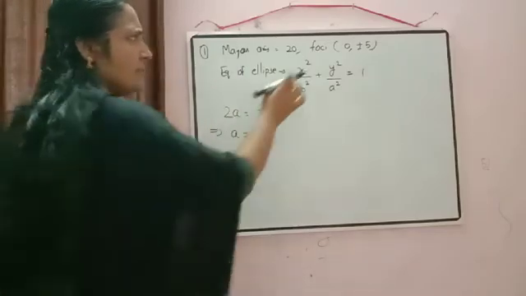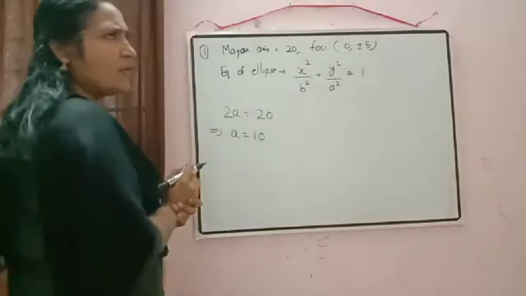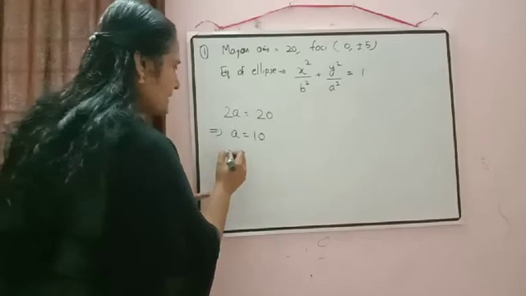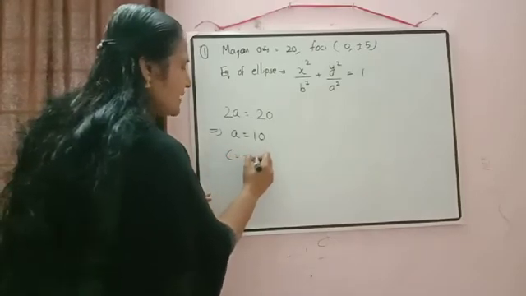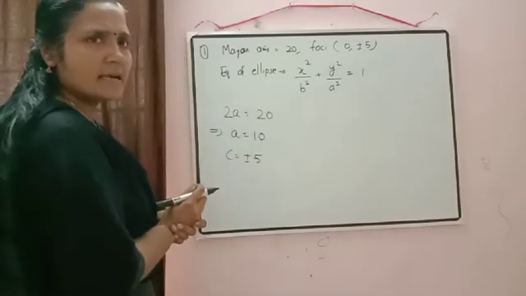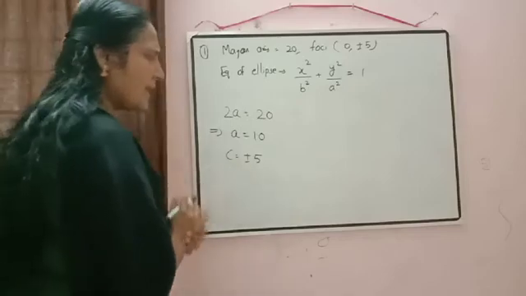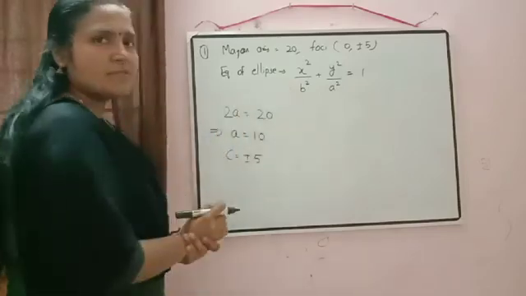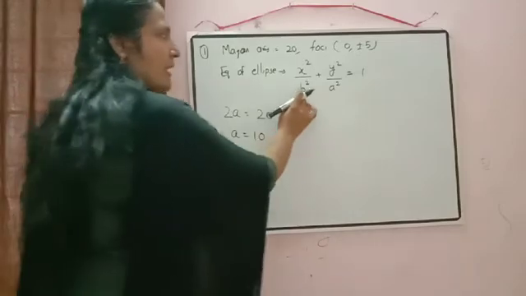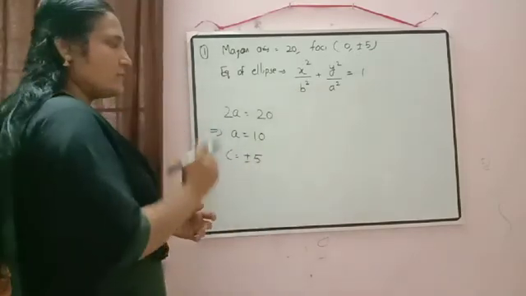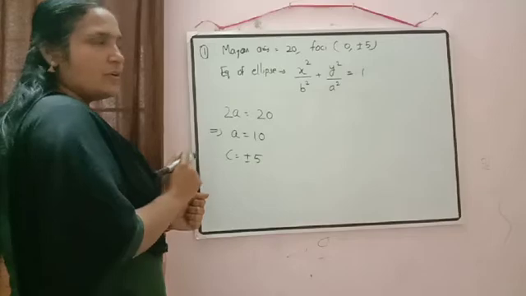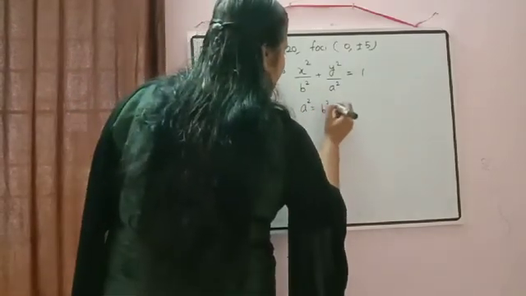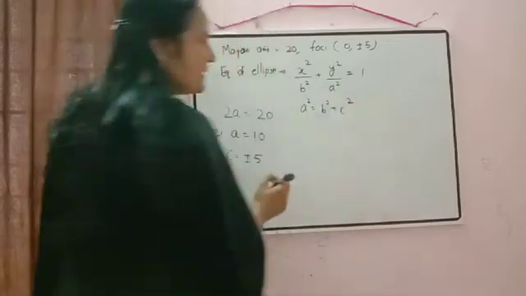Now what is given? Coordinate of foci. Foci we are denoting by which letter? Yes, we are denoting it by c. So it is given c is equal to plus or minus 5, so we can take c is equal to 5. Now to get the equation of ellipse, what do we need? We need the value of b square. For that again we have to use the relation: a square is equal to b square plus c square.